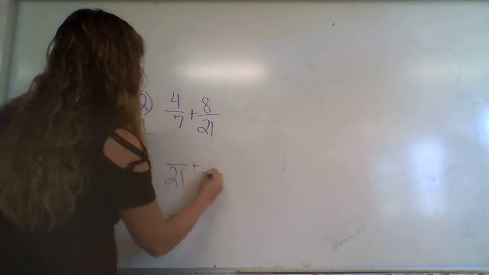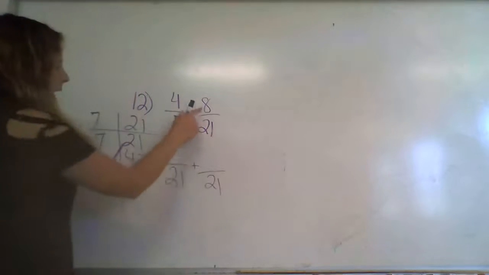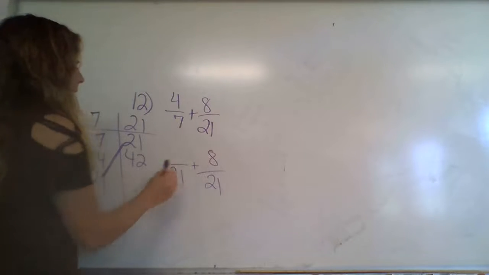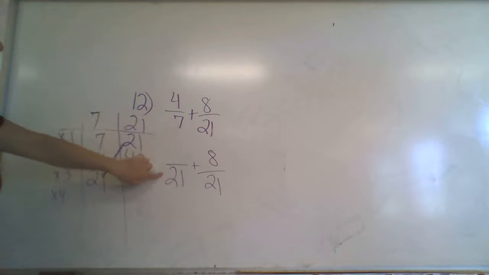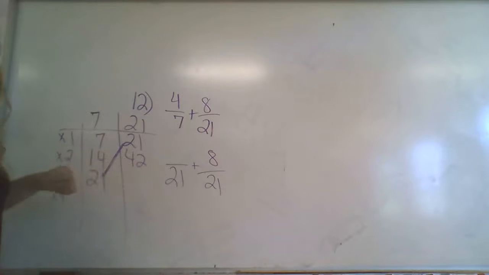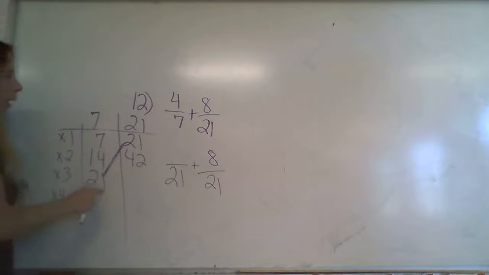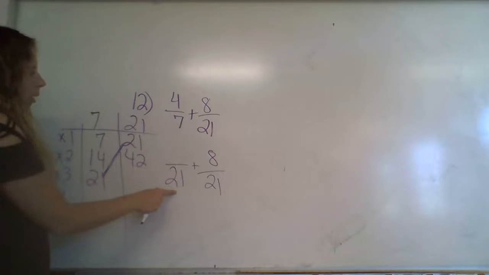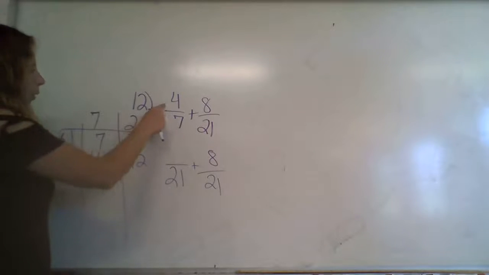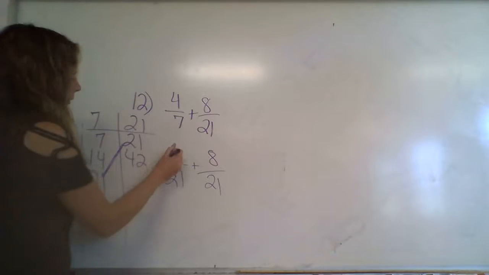So this guy gets to stay exactly the same. However, for this one, how did I get from 7 to 21? What did I multiply by? 3. 7 times 3 is 21. So I multiplied my denominator by 3 to get 21, so I have to multiply my numerator by 3. 4 times 3 is 12.